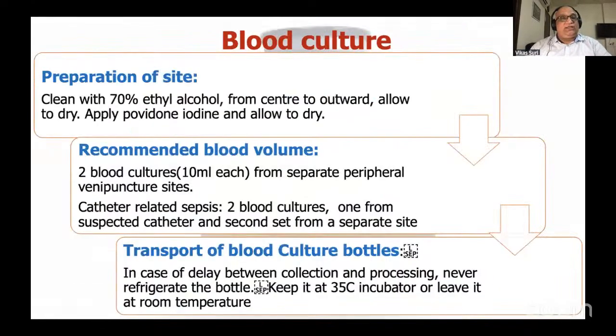What about the blood culture? For blood culture, if you're taking from a central line, then always also take one from a peripheral site, from a separate site. Try transporting the culture bottles as soon as possible to the lab. If not possible, never refrigerate that bottle and leave it at room temperature.